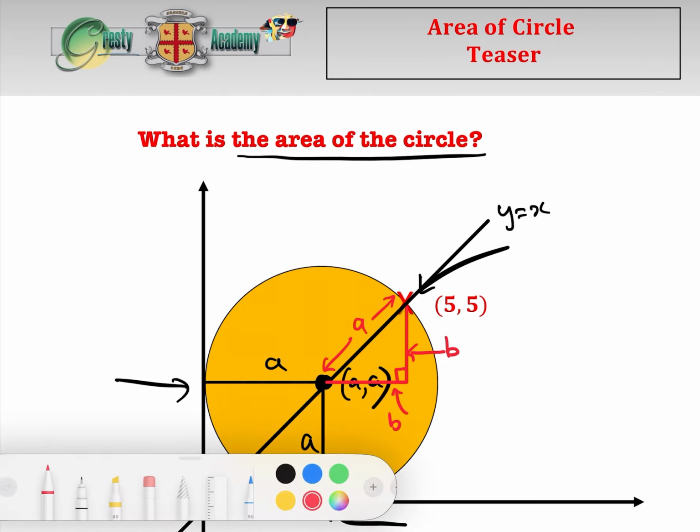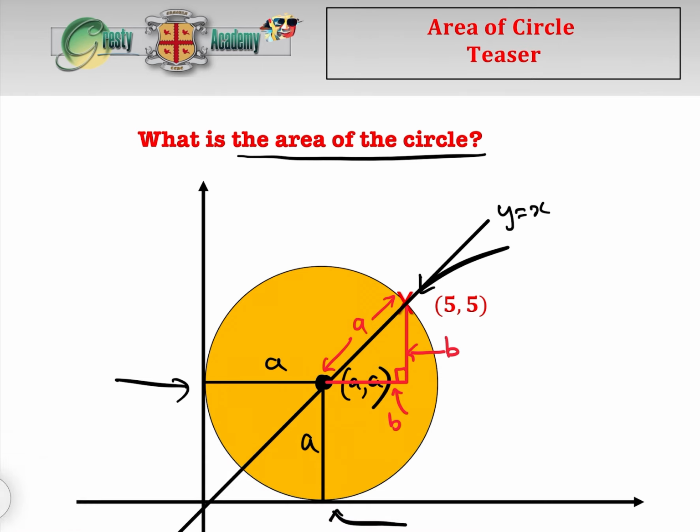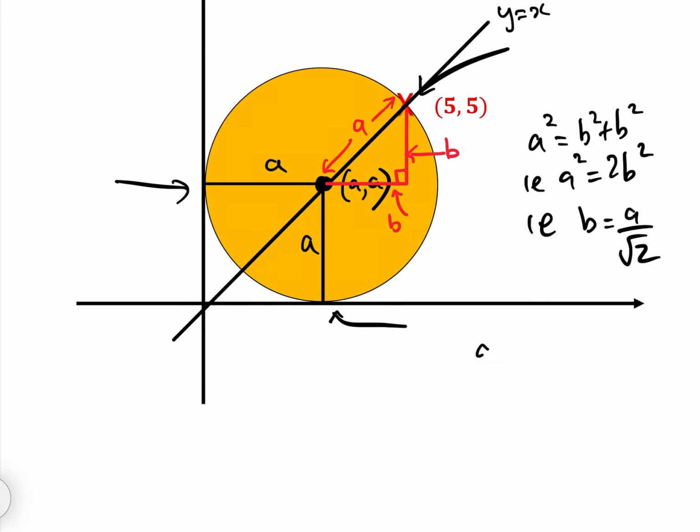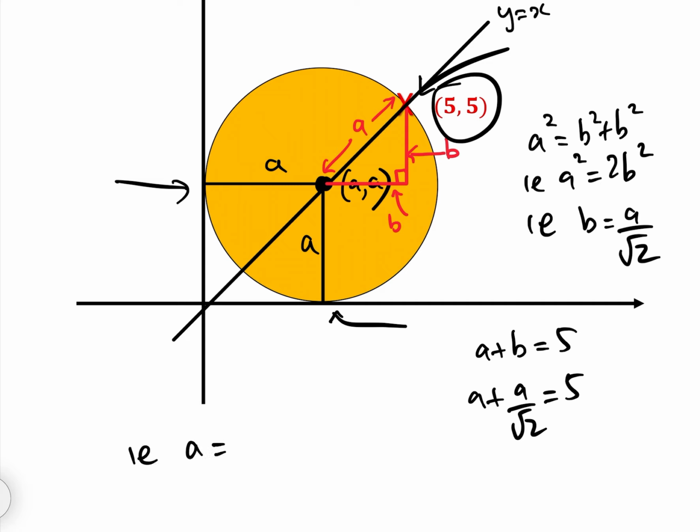So by Pythagoras, let's move back to black pen, we have that A squared equals B squared plus B squared, i.e. A squared equals 2B squared, i.e. we have that B equals A over root 2, and given that we know that A plus B equals 5, because that's where the coordinates are here, we have that A plus A over root 2 equals 5, i.e. we have that A equals 5 root 2 over root 2 plus 1.